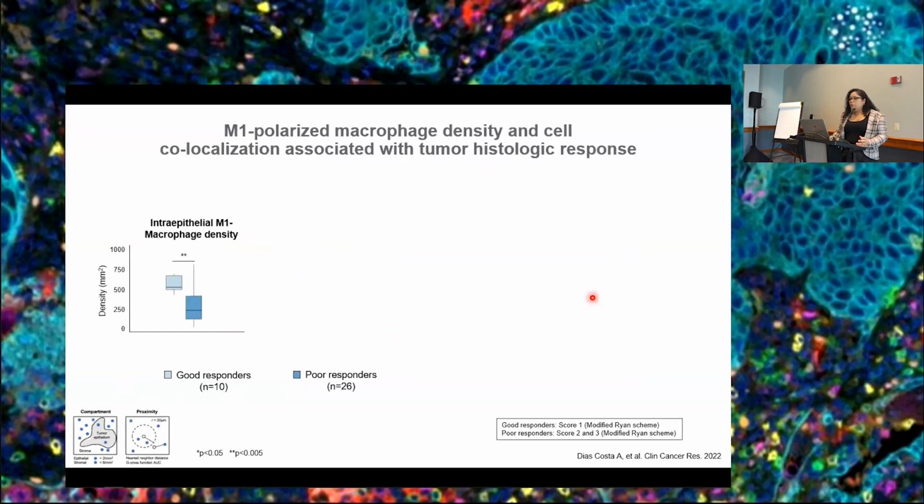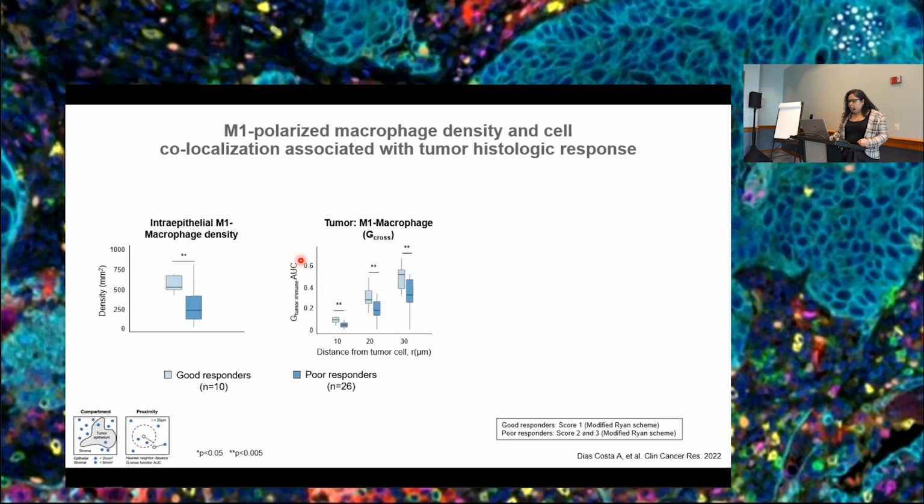So we next focused on determining whether immune cell configuration was also associated with better histological response. So we assessed the histological response using the tumor regression score that is recommended by the College of American Pathologists. And what we found is that higher intraepithelial M1 polarized macrophages associated with better histological response.